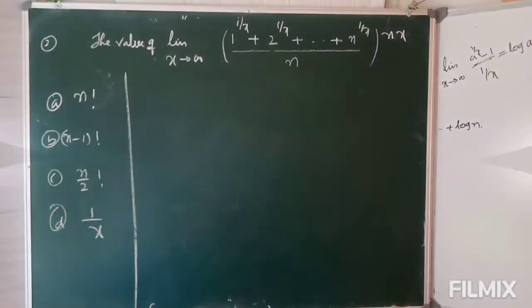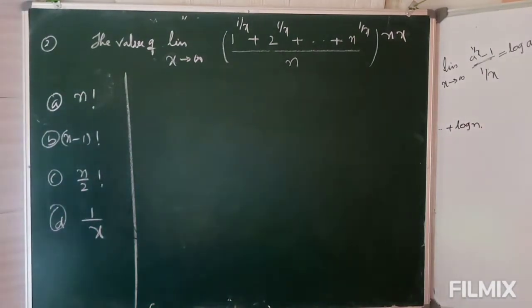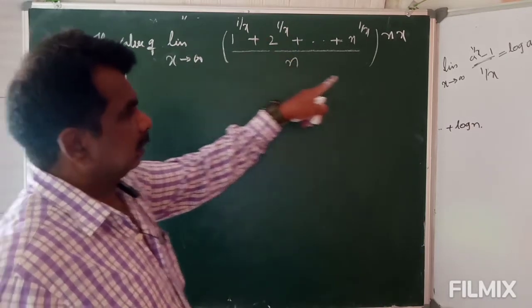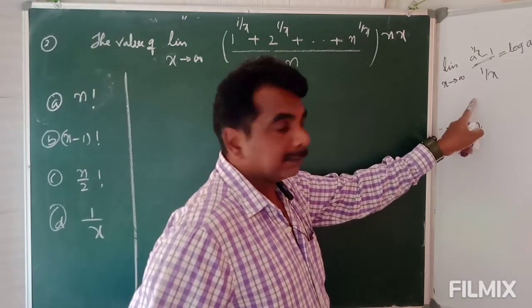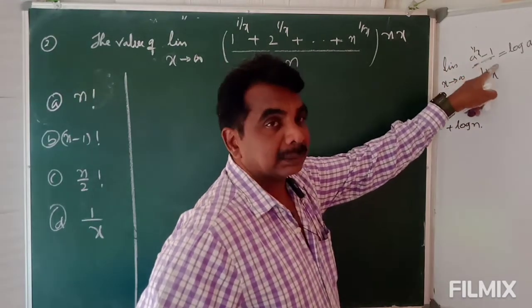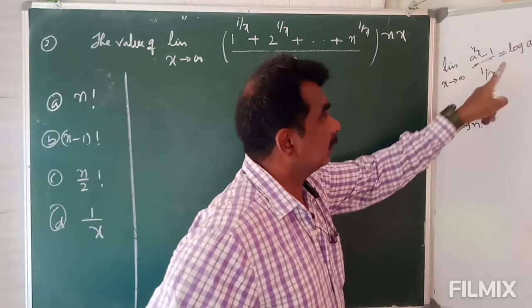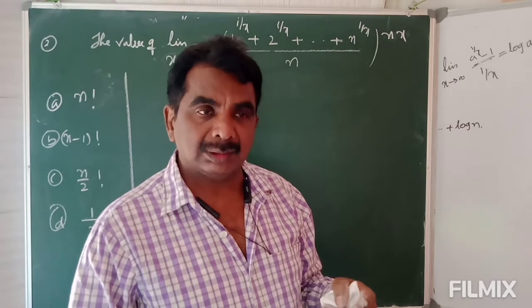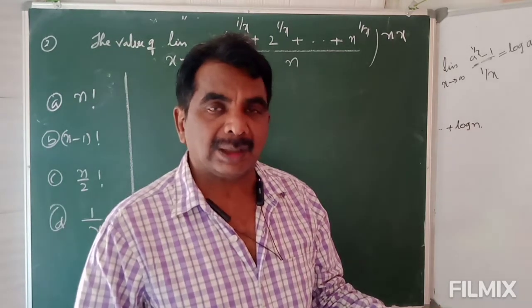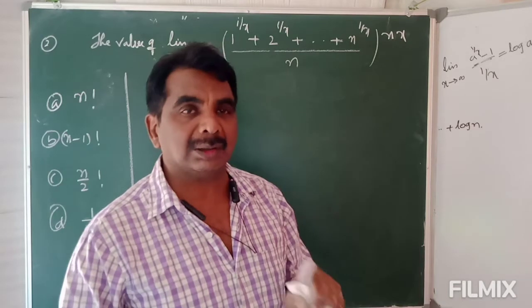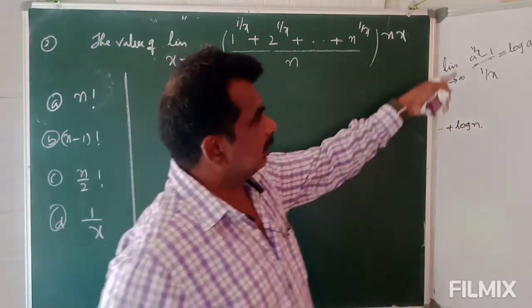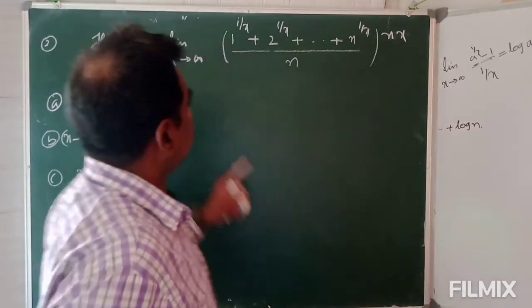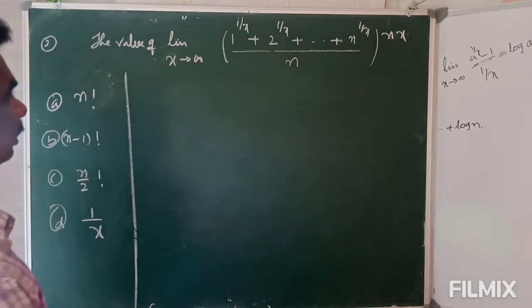Hello. This is the exponential problem. We know that limit x tends to infinity, (a power 1 by x minus 1) divided by 1 by x is equal to log a, or limit x tends to 0, (a power x minus 1) by x is equal to log a. If x tends to infinity, that is a power 1 by x. If x tends to 0, a power x. Understand? Here, x tends to infinity.